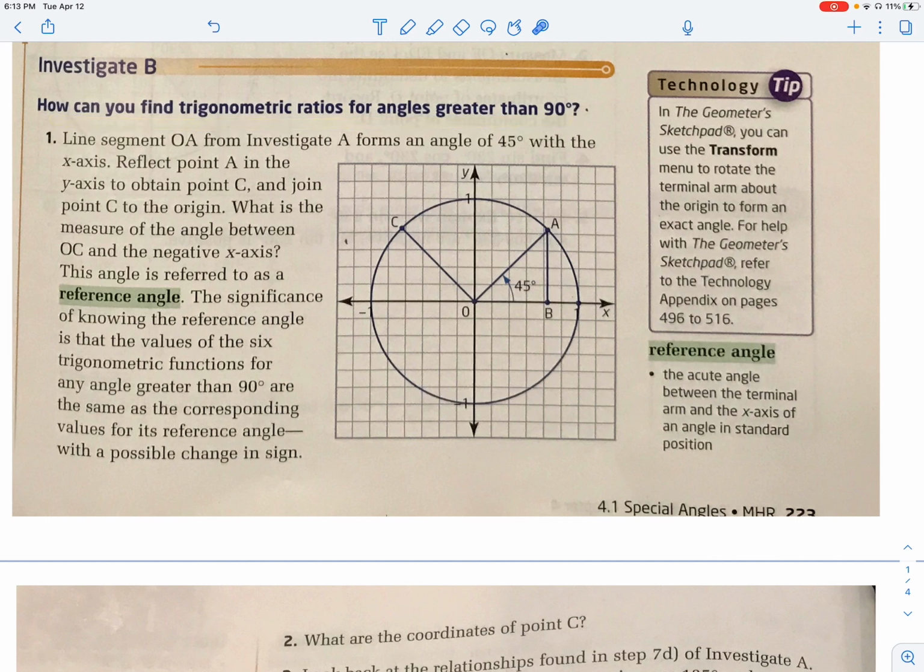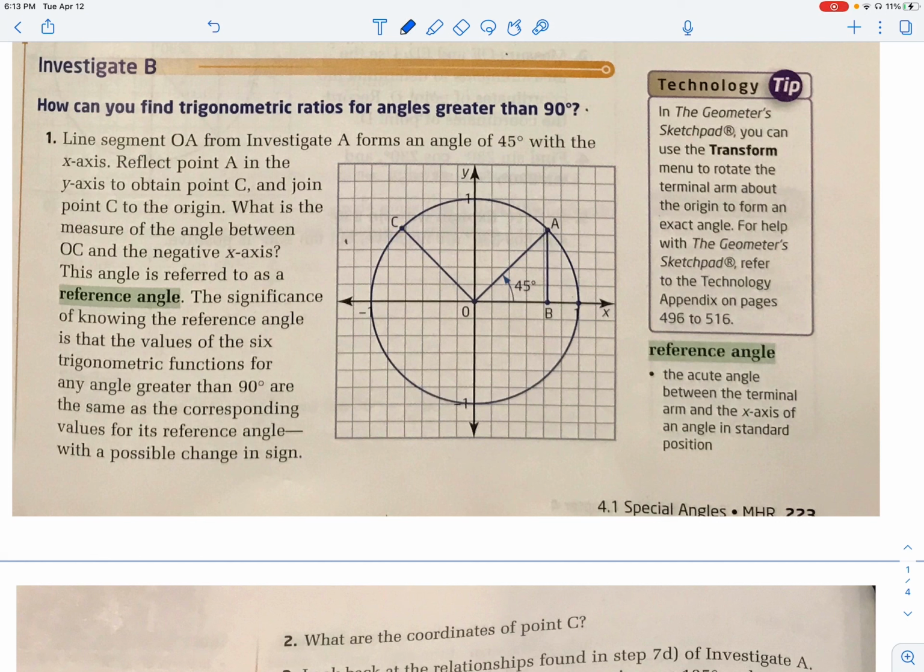So to do this, we actually take point A and we reflect it over the y-axis. When we do that, the x value changes sign, so it becomes negative, and this reflects directly across to point C. The y value of point C is exactly the same as A.